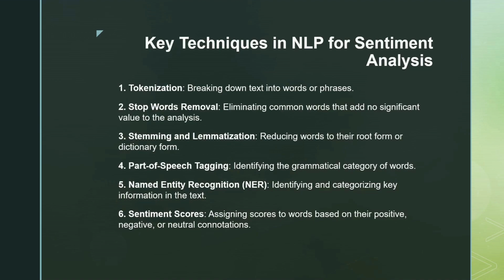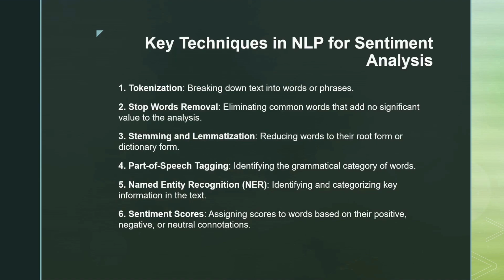Then we have stemming and lemmatization. If tokenization is breaking eggs, stemming shaves off the edges, and lemmatization gets us to the core, reducing words to their base or dictionary form, which helps in standardizing words for analysis. So part of speech tagging is our fourth technique. It's like understanding the role each player has in a soccer game. We identify whether a word is a noun, verb, adjective, or so on.